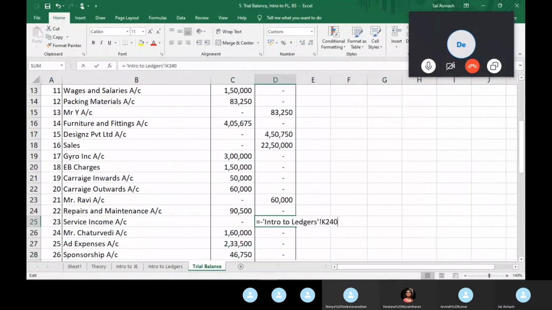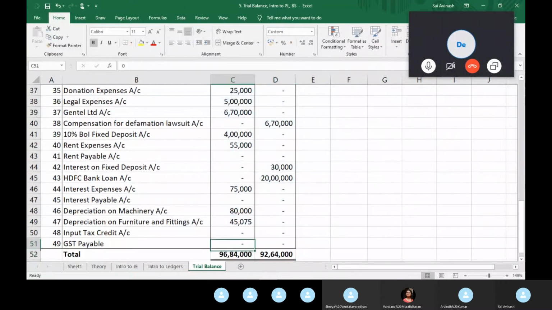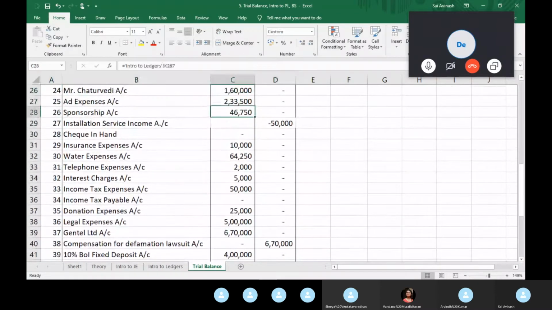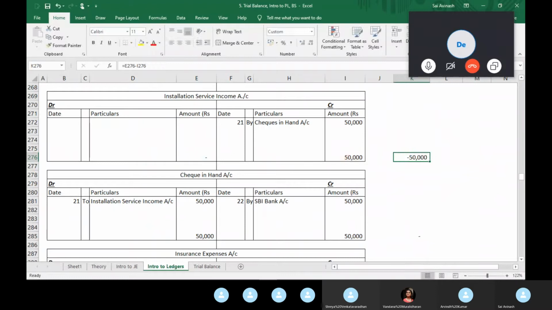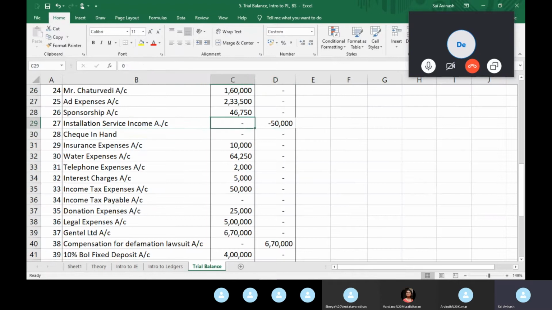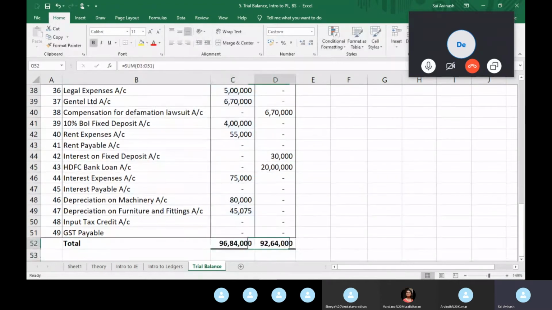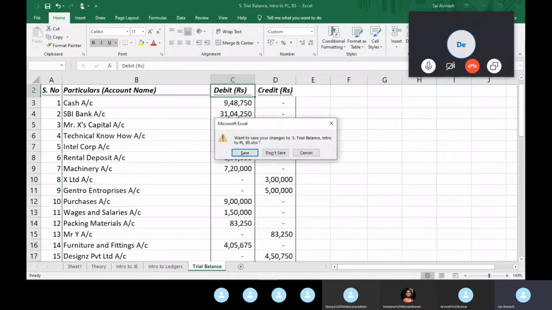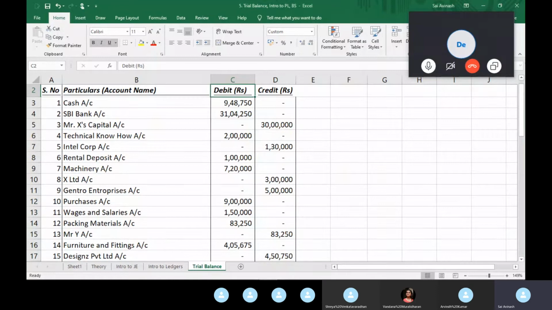Just a moment. I might have missed something, guys. I'm sorry, but at the end of the day, this trial balance is going to tally. Give me a moment.